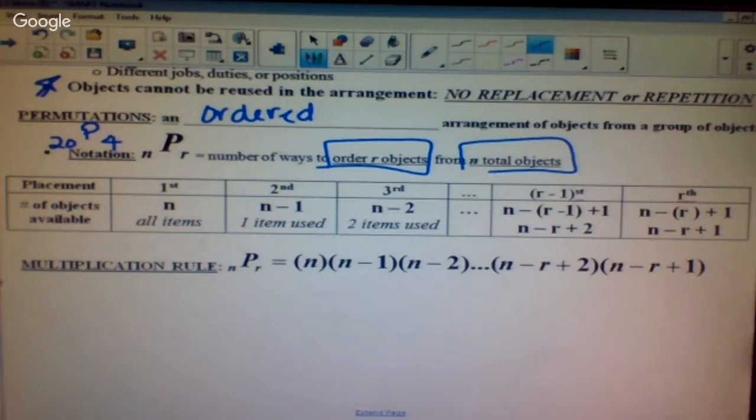Okay. So, we've got 20 people. I need a president. How many people do I have to pick from? 20. I now need a vice president. 19.